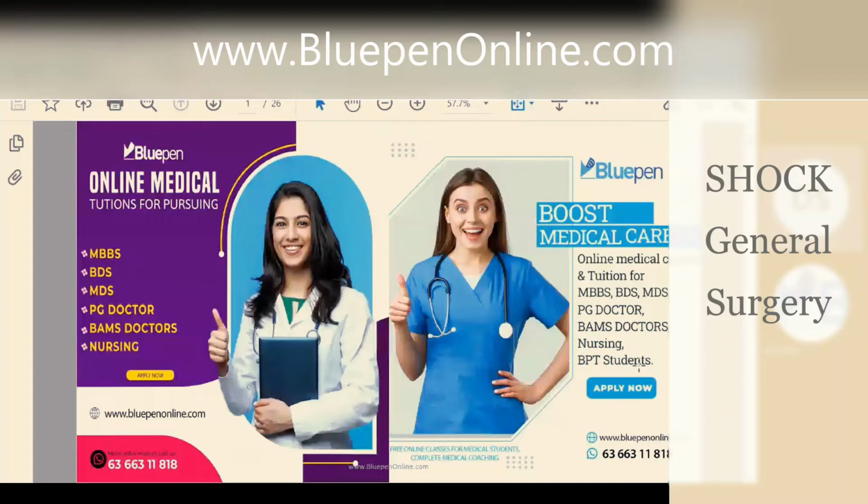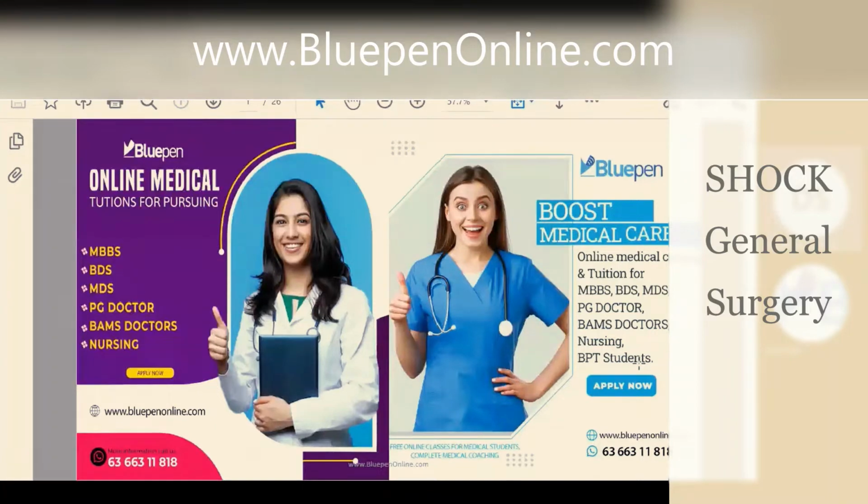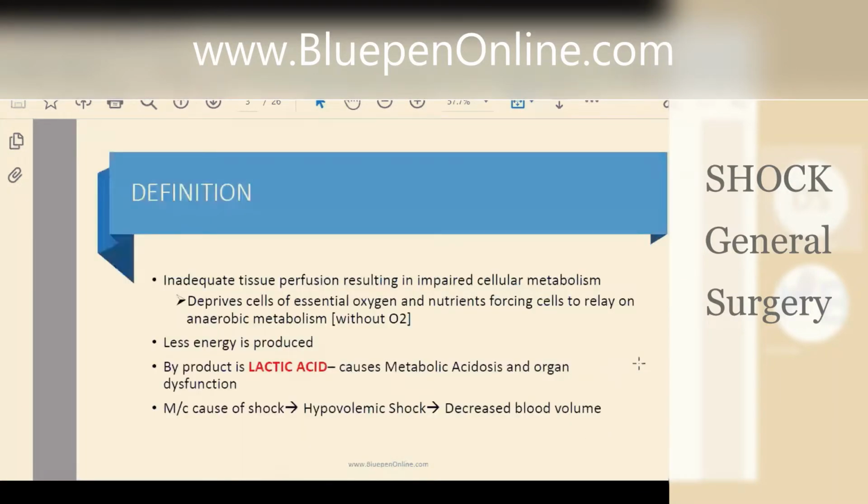So today I'll be taking a class on shock actually. So what do you mean by shock? Shock actually is inadequate tissue perfusion resulting in impaired cellular metabolism. So the cells will be deprived of oxygen and nutrients, forcing the cell to rely on anaerobic metabolism.